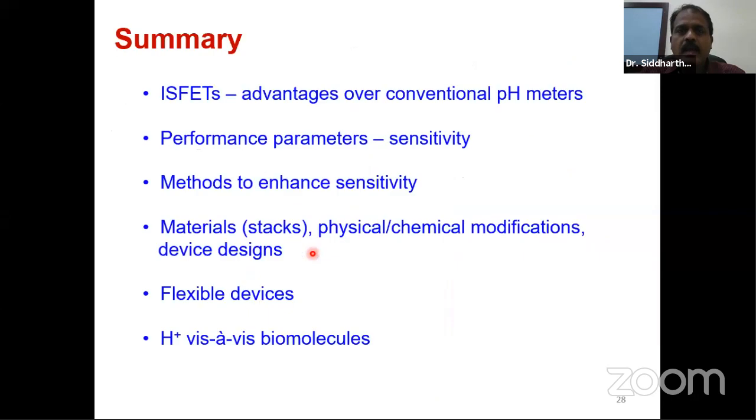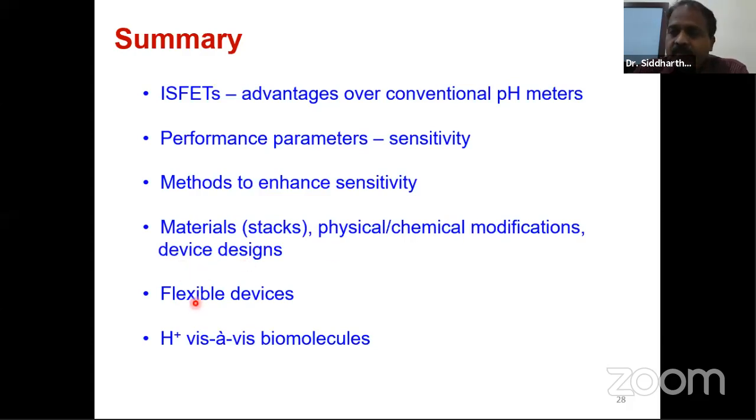So with this, I would like to conclude the talk. Just to summarize what we have seen so far, the ISFETs have advantages over conventional pH meters. There are several performance parameters, one of which is sensitivity, and we looked at different methods to enhance sensitivity, which included using different material stacks, using physical chemical modification, and also device designs, and I shared some of the results.